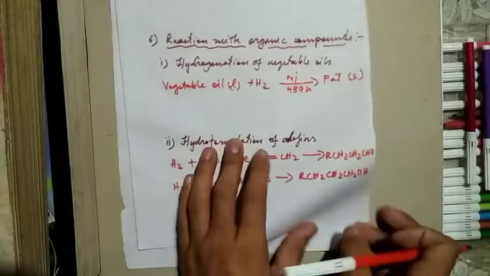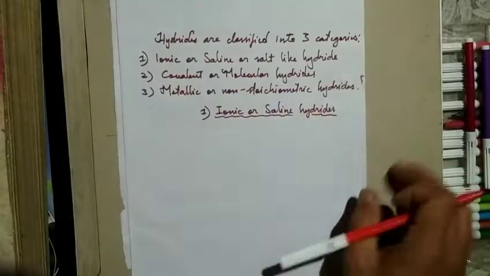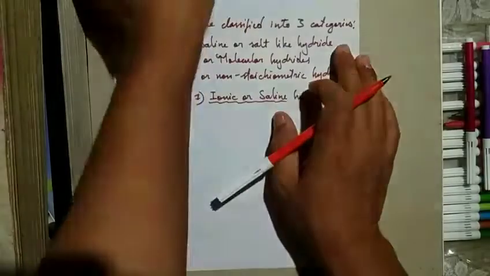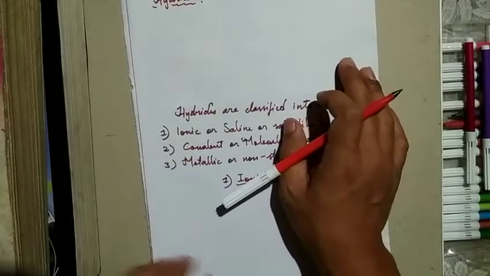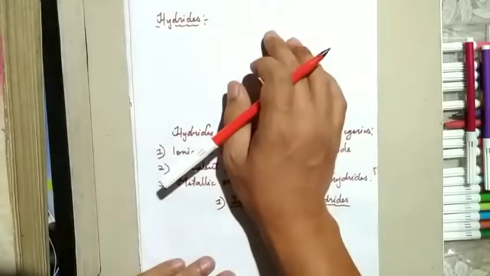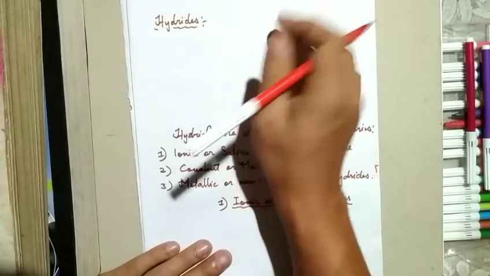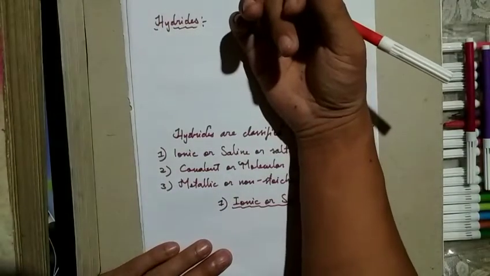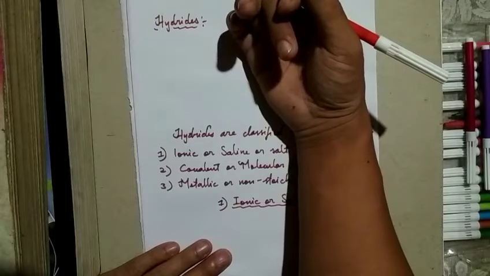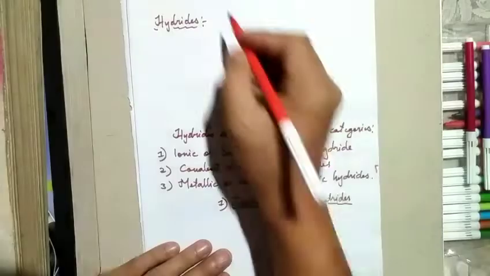Now the next topic, hydrides. Dihydrogen combines with almost all elements, except for noble gases, to form binary compounds.